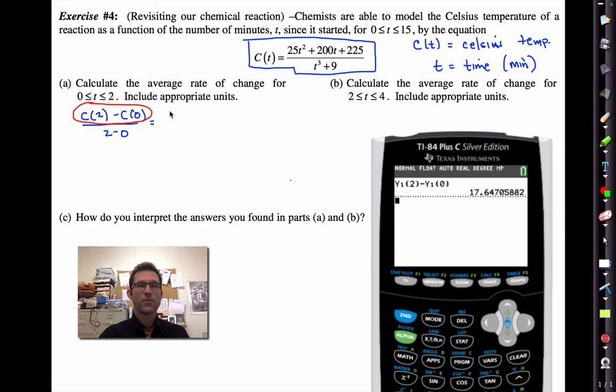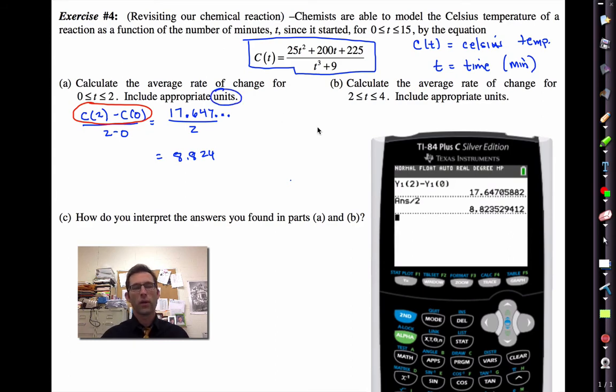Now keep in mind what I did is I just evaluated the numerator. That's all I did. So that's like 17.647, etc. divided by 2. And now I can finish this off by just doing divided by 2, enter. And I've now got 8.824, and it says include appropriate units.